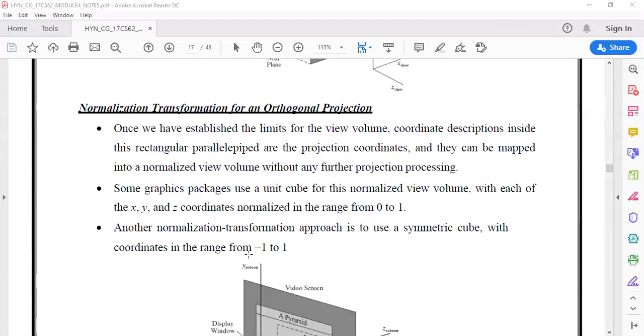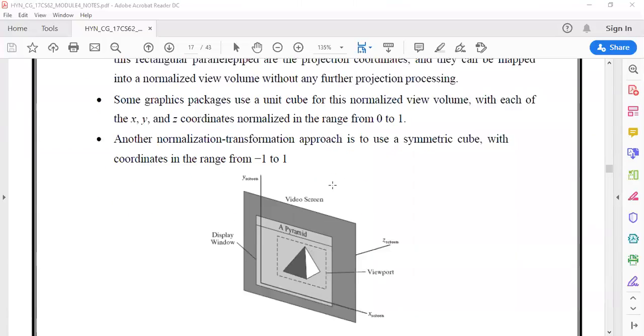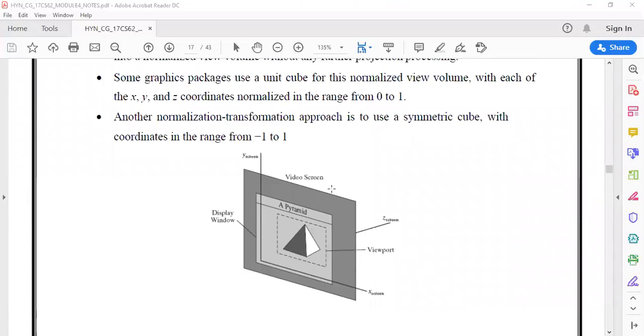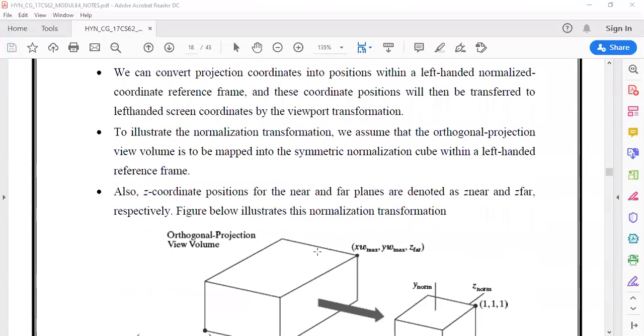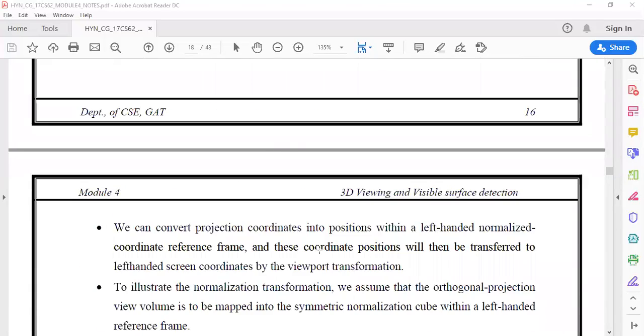The next topic is normalization transformation for an orthogonal projection. As we have normalized our 2D viewing, where our clipping window is normalized to a square, the same way I can also have a normalization transformation for 3D viewing. You have to refer to page number 234 in the textbook so that you will be able to clearly understand how we are using this projection matrix.